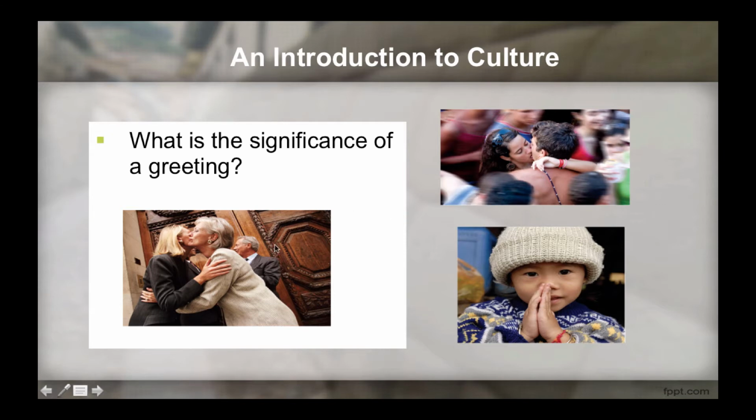So here it looks like to me a formal greeting. It looks like it's in France. She's doing the 3 air kiss on the cheeks right here. It could be in Belgium or even Switzerland or wherever the French culture has incorporated itself.